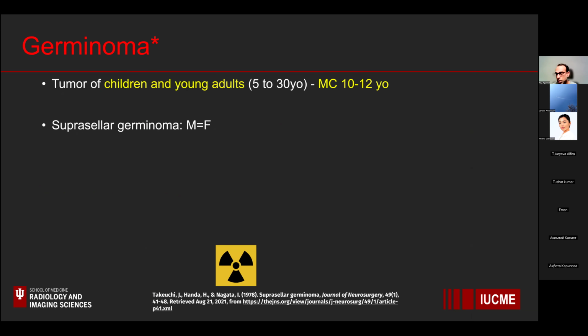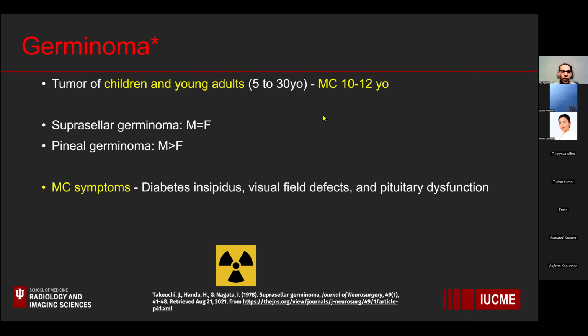These are tumors of young children. As I said, the most common age is the first decade. Suprasellar germinomas have an equal distribution; when you see it in the pineal region, males have a slightly higher predilection. The most common symptoms are diabetes insipidus, visual field deficits, and pituitary dysfunction. And as you saw in this case, there's marked enhancement, and the posterior pituitary bright spot may be absent.